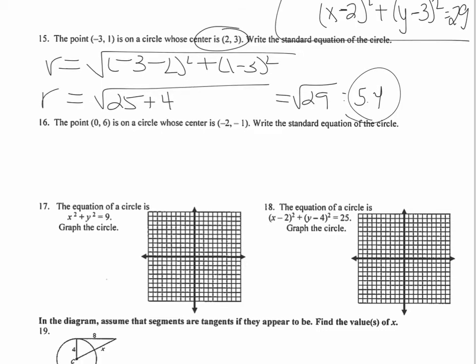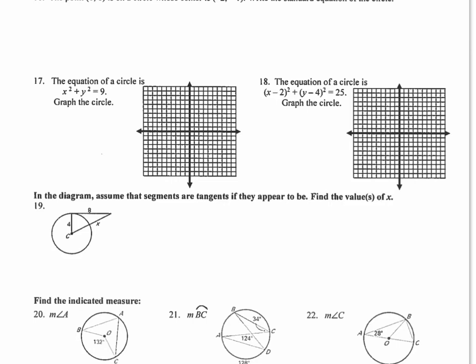If we go down to number 18, graph. My center is (2, 4), my radius is 5, so I'm going to plot (2, 4). I can't plot very well. 1, 2, 3, 4, 5 in each direction. And connect my dots. I hope your circle looks 12,000 times better than mine.